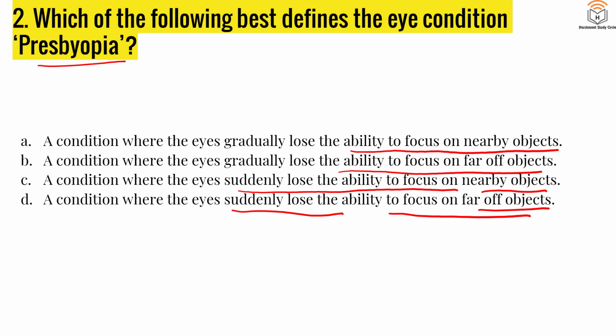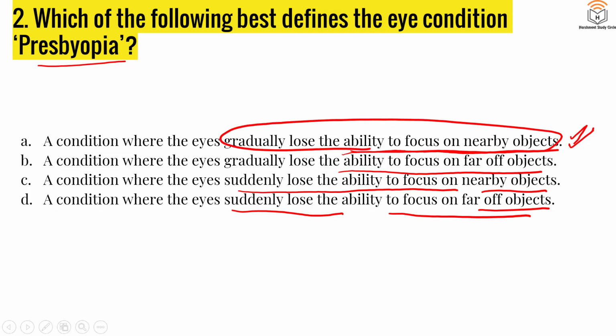What exactly is presbyopia out of these four? The answer here is first one, that is A. It is a condition where the eyes gradually lose the ability to focus on nearby objects.